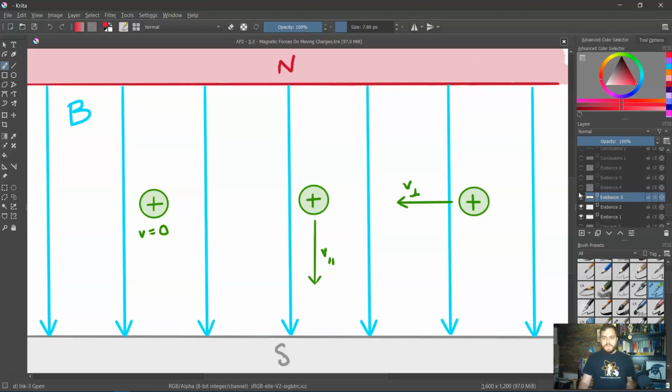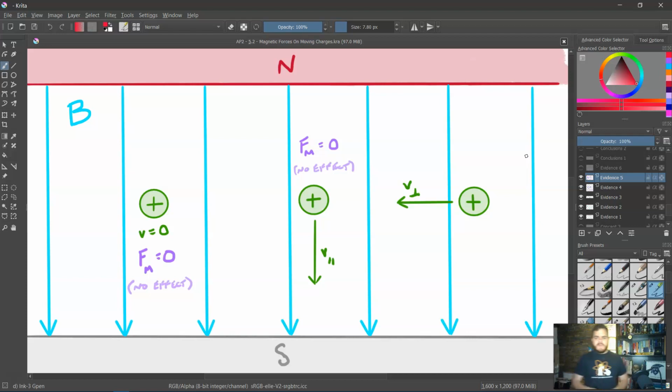Well, let's look at the first one. The one that's not moving is actually going to experience no magnetic force. And this makes sense because, remember, it's moving charges that generate magnetic fields, so only moving charges experience magnetic forces. Well, let's look at the second one, the one that is going parallel to the magnetic field. And interestingly enough, it actually doesn't experience a magnetic force either. So if it was moving up or down parallel to these field lines, no force at all.